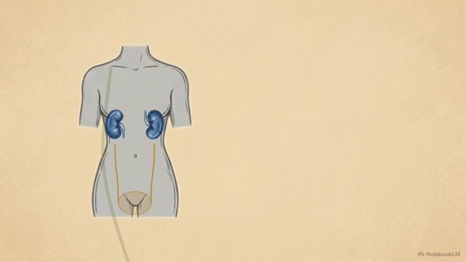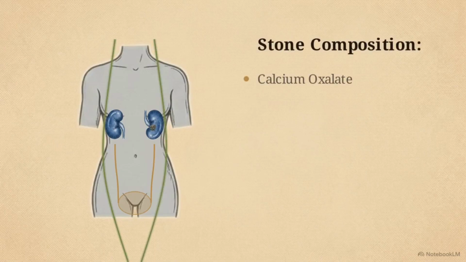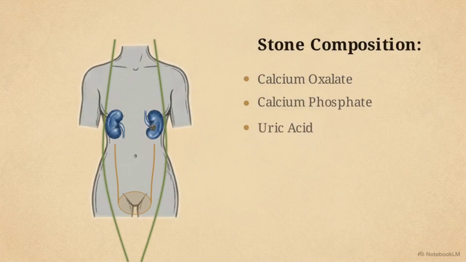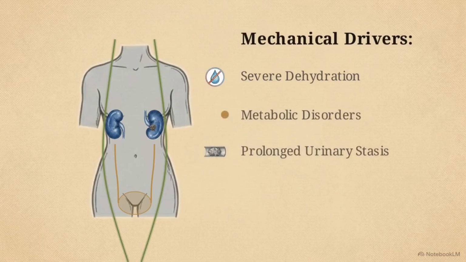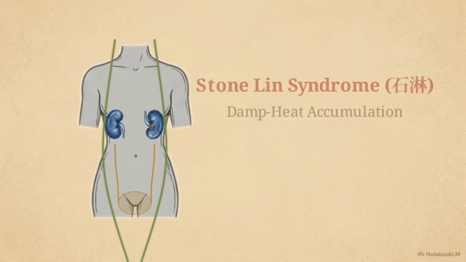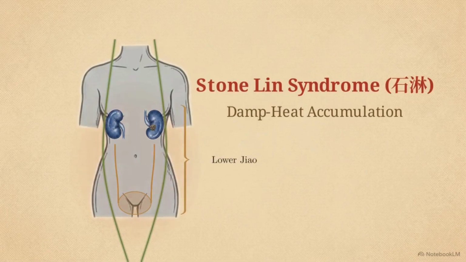We overlay the Western urinary tract, kidneys, ureters, and bladder onto the TCM water element pathways. These stones are most commonly composed of calcium oxalate, but can also form from calcium phosphate, uric acid, or struvite. The mechanical drivers are severe dehydration, metabolic disorders, or prolonged urinary stasis. TCM classifies this as Stone-Lin syndrome, driven by an accumulation of damp heat in the lower jiao.